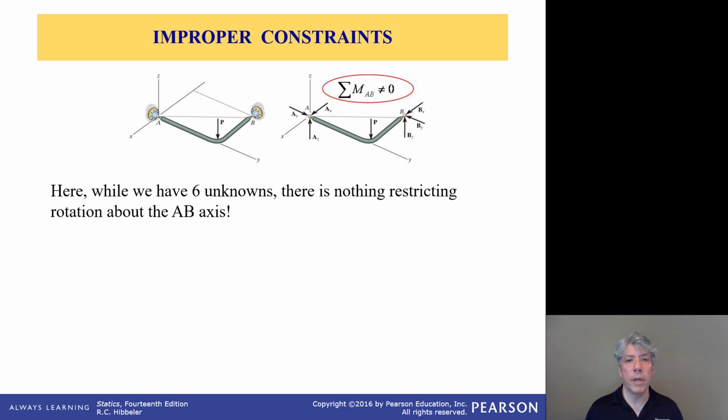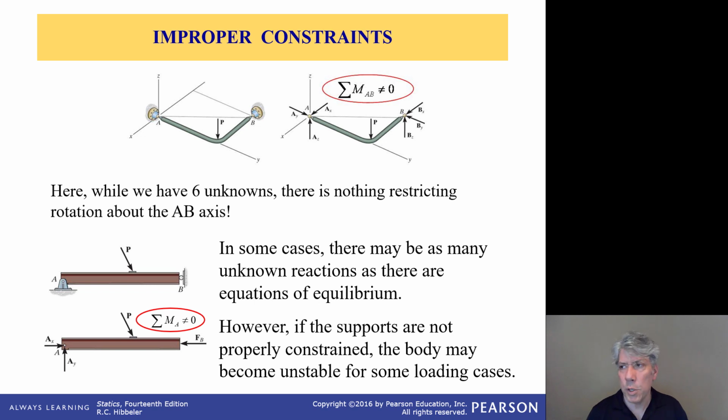For example, if you have an L-shaped bracket or rod connected to A and B with ball and socket joints, notice that a force P would tend to cause rotation about the line from A to B, because there's nothing to prevent that external load P from causing a moment arm about the AB axis. So while we have 6 unknowns and 6 equations, this is not a statics problem because it's not properly constrained. It will not stay still. Or I shouldn't say it will just move, it will accelerate, it'll change its speed.